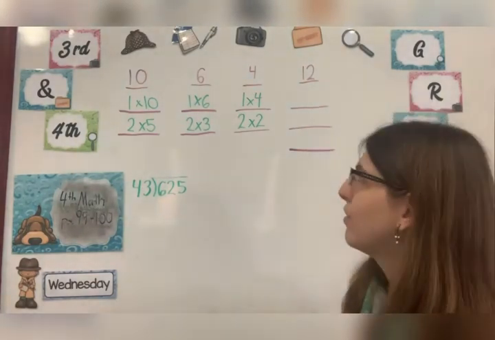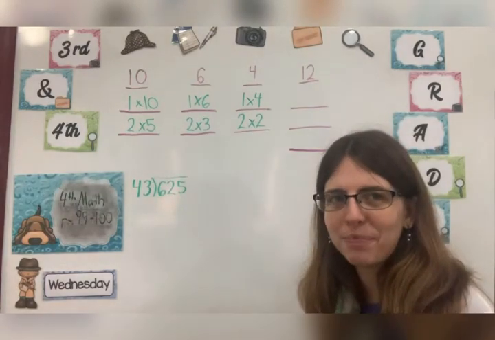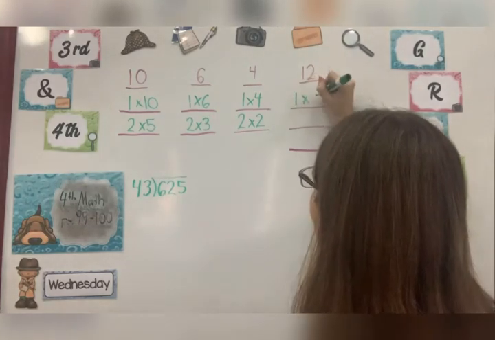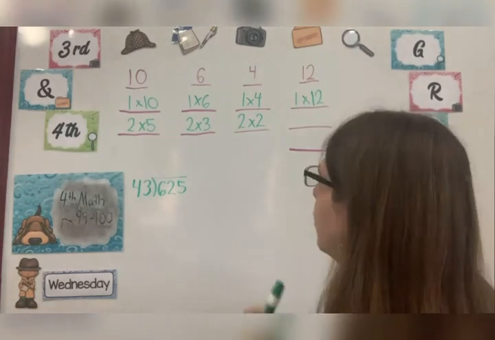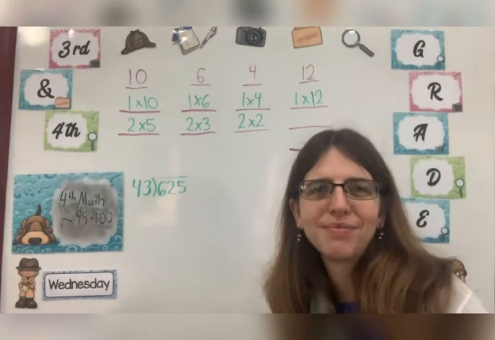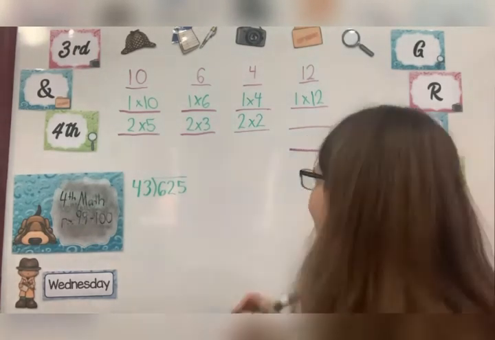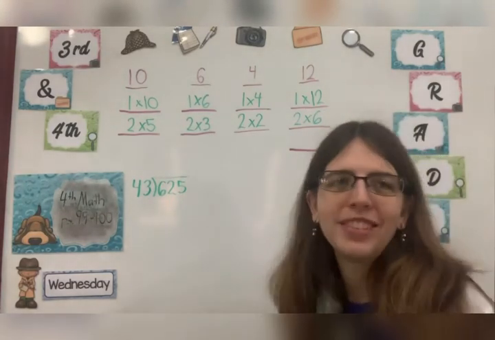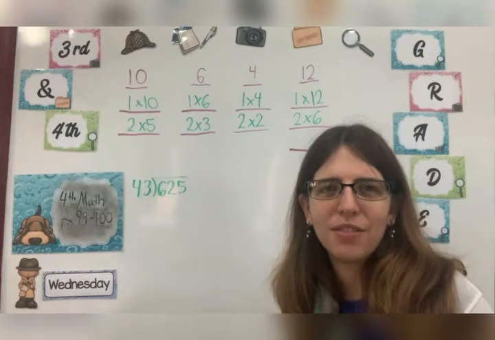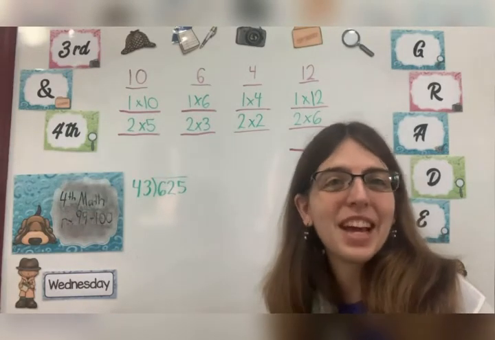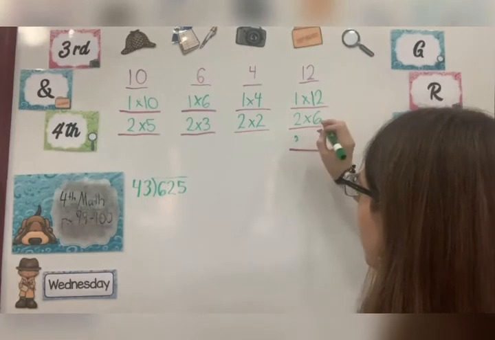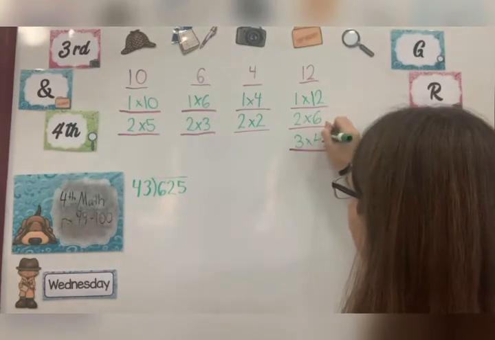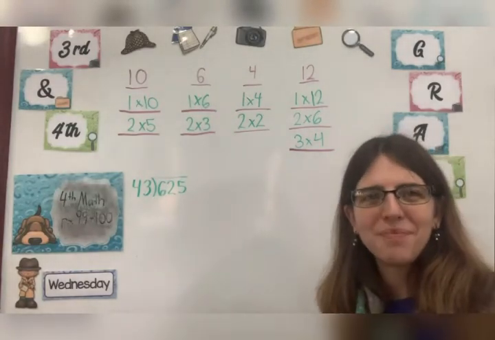All right, 12. Let's start with 1. 1 times what? 1 times 12. Okay, let's try the next number, 2. Does 2 times something equal 12? Yes, 2 times 6. Okay, let's try 3. 3 times what equals 12? 3 times 4, very good. And I know I'm done.